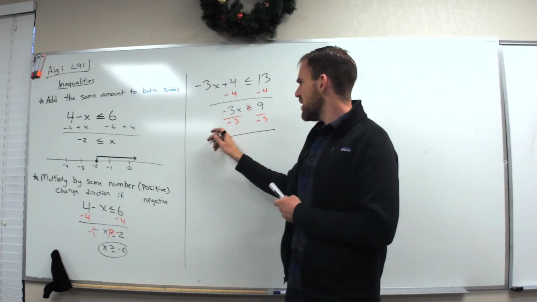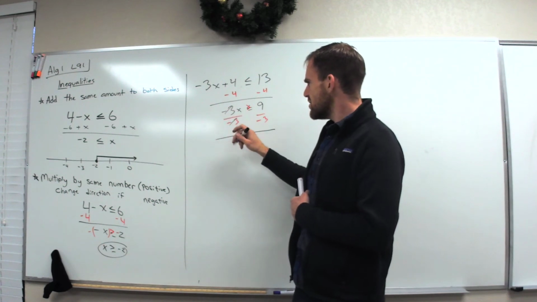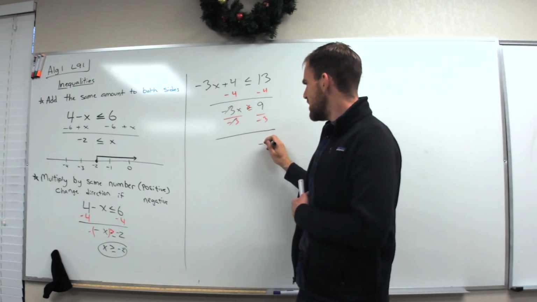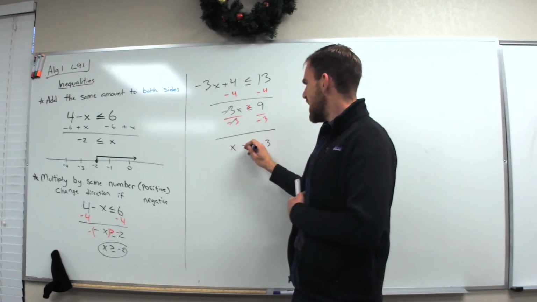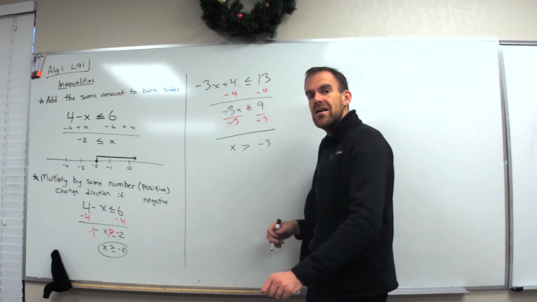So what is that going to give me? Negative 3 divided by negative 3 cancels. 9 divided by negative 3 is negative 3. So that tells me x is greater than negative 3.